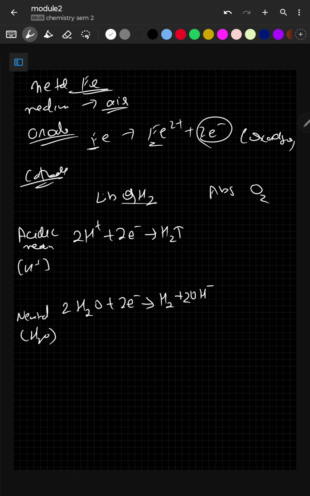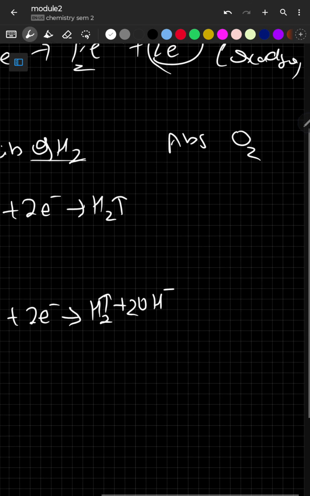You have to remember the reactions very importantly. When they are saying liberation of H2, don't try to involve oxygen here. Liberation of H2 means liberation of H2 only. React that with what is the medium here? Neutral medium, water. It will form OH- and H2, so that is one of the products. Now absorption of oxygen.